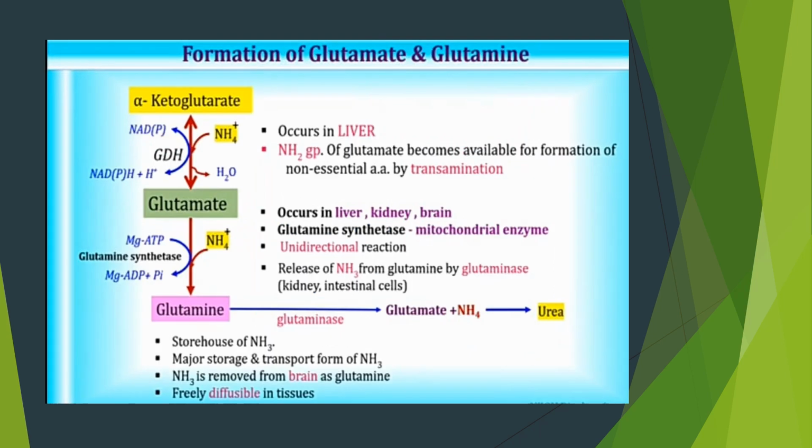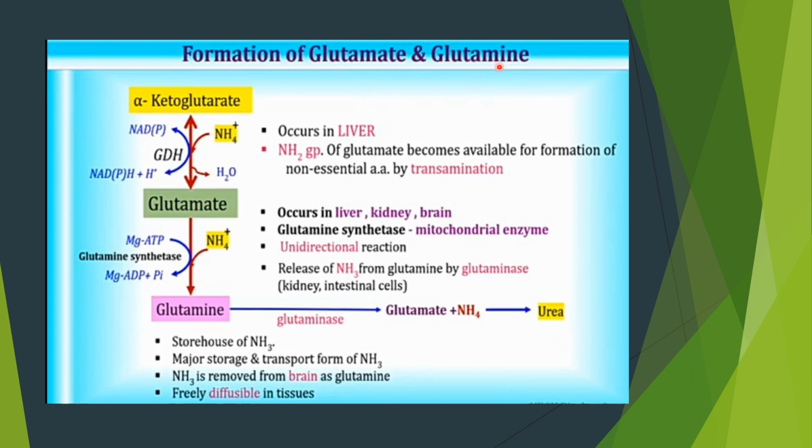First of all, we see how ammonia is converted back into glutamate and then into glutamine. Alpha ketoglutarate and ammonium ion both recombine and form glutamate. This reaction requires the glutamate dehydrogenase enzyme and can use either NADP or NAD. It occurs in the liver. And what is the significance of this reaction? By the formation of glutamate, the NH2 group of glutamate becomes available for the formation of non-essential amino acids by transamination.